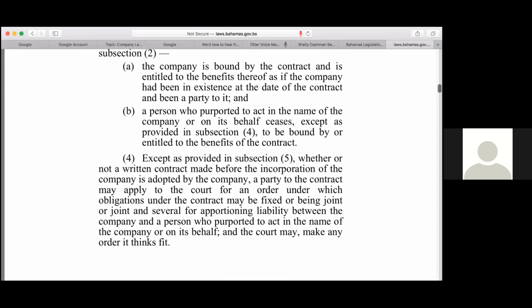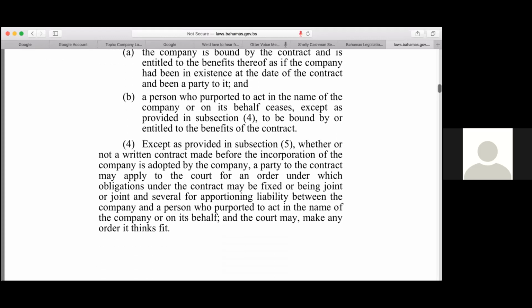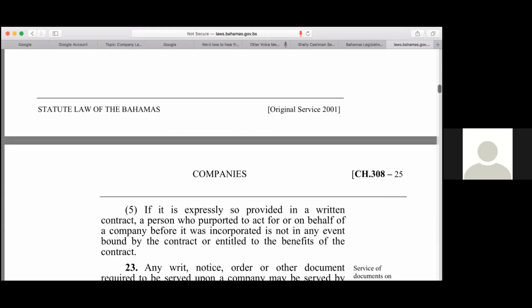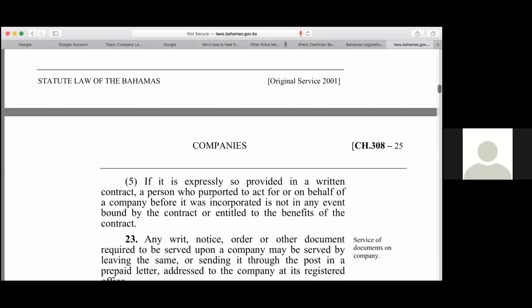Now, the promoter may say, guess what? When I entered into this contract, there were some benefits in here that I wanted for myself. And he can go to the court and explain to the court that there were some benefits that he wanted applied to himself, and some were actually for the company. And the court can decide whether or not it's going to apportion any benefits or liabilities between the two, between the promoter and the company.